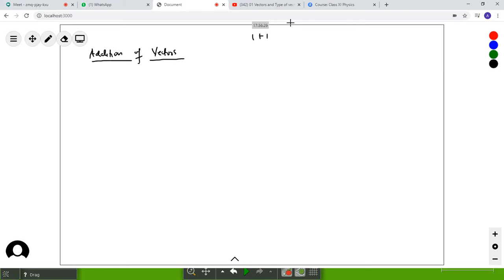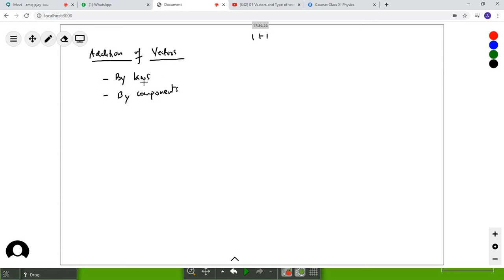Because in vector addition, what you need to take into account? You need to take into account the direction as well as magnitude, right? So there are some special laws to do it. So what is addition of vectors? The vectors can be added either by laws or by components.